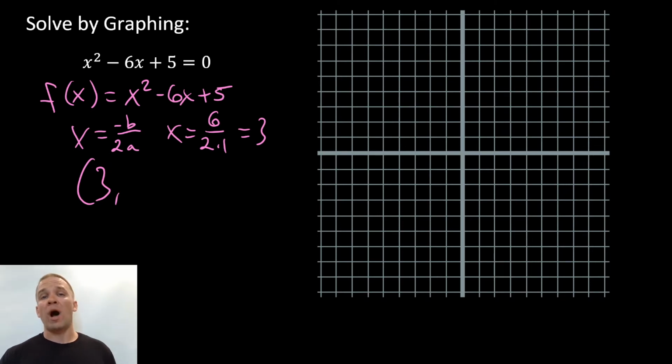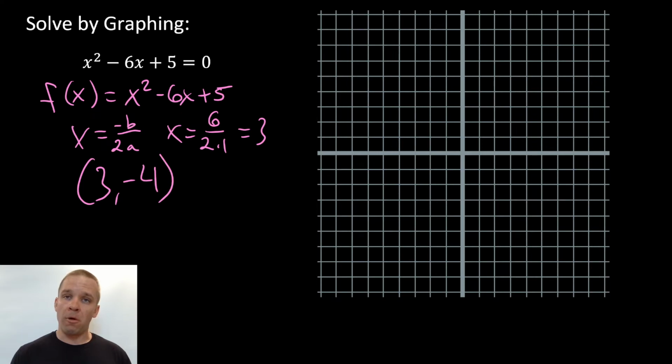How am I going to figure out my y-coordinate? Well, if I plug 3 back in, 3 squared is 9. 9 minus 18, because 6 times 3 is 18, is going to give me negative 9. Negative 9 plus 5 gives me negative 4. So that's my vertex, right? 3 comma negative 4. Okay.